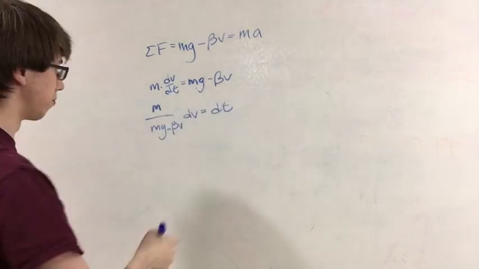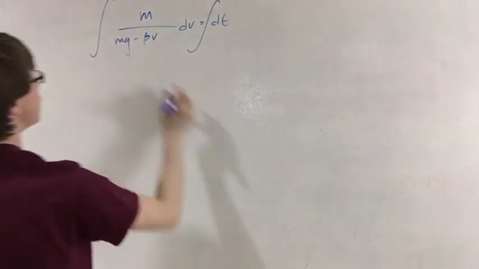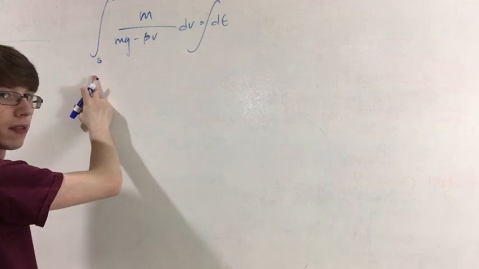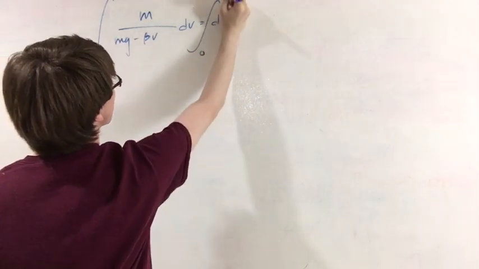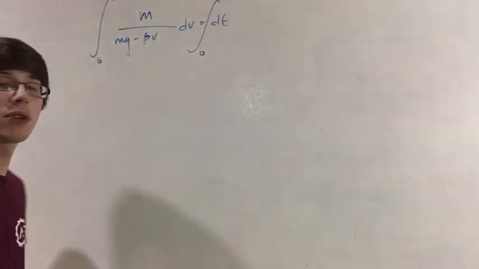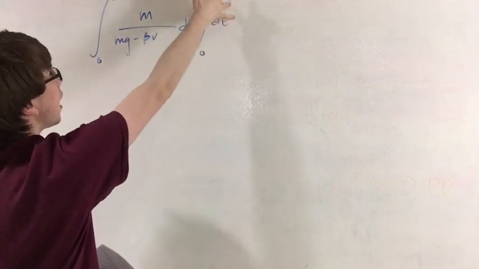Now, we take the integral of both sides. Your limits are going to be 0 to v, starting from rest, going up to our velocity that we're trying to solve for, starting with time 0, ending with time t. So 0 to t, 0 to v. This will give us our function v of t, so our velocity at some point in time.